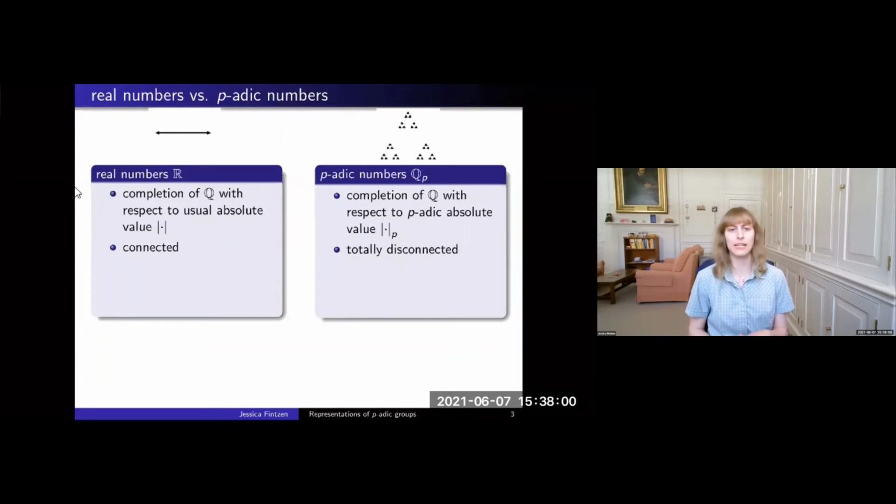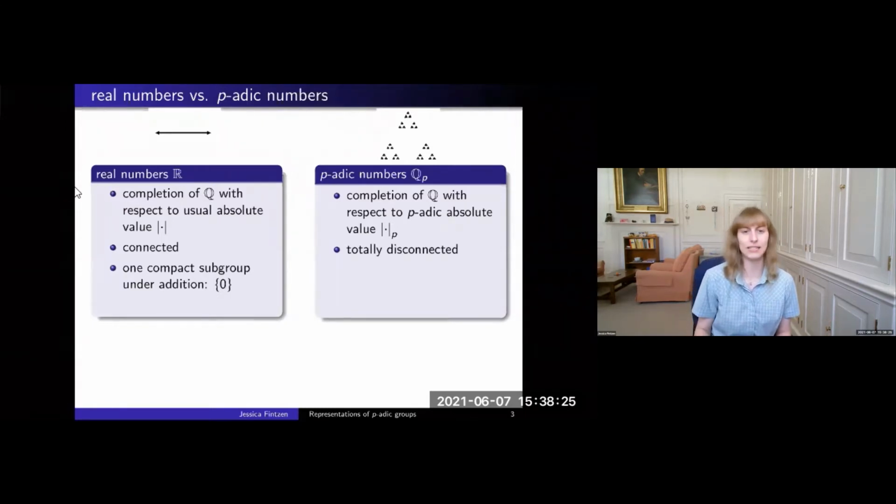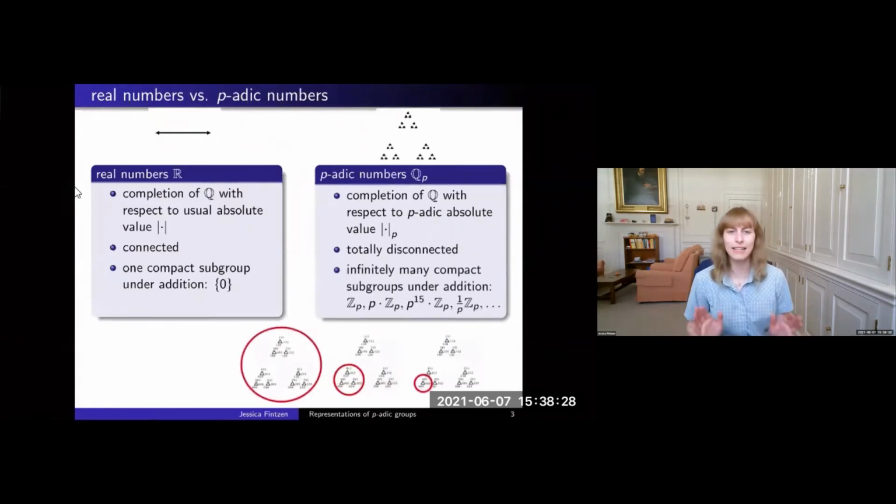And that's why p-adic groups behave so differently from the real numbers and real groups. One important difference between the two is that if we look at the real numbers, there's only one compact subgroup under addition. Because if, for example, the number 2 is inside your compact subgroup, then the number 4 has to be in, the number 6, 8, and so on has to be in. So it's never compact. On the other hand, for the p-adic numbers, there are infinitely many compact subgroups under addition.